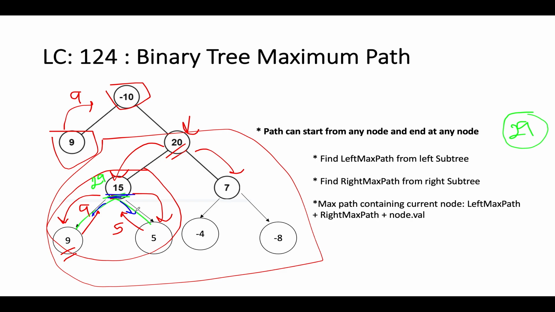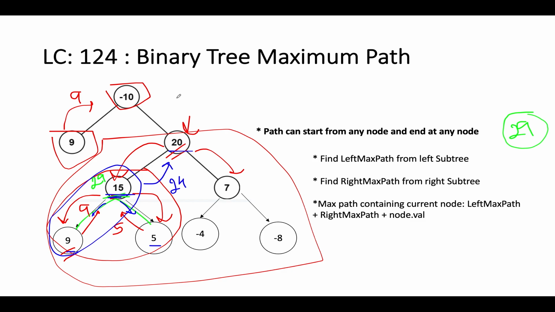Now comes the concern: what value will be sent to the parent of 15, which in this case is 20? If you are traversing from 20, you go back to 15, and at 15 you can only choose either the left subtree of 15 or the right subtree of 15. So which one are you going to choose? You will be choosing the one that has the maximum value. That simply means you will go for this particular path, 15 plus 9, which is 24, as a result of which you will be returning 24 from this node or subtree to the calling parent. So 24 gets returned to the caller.